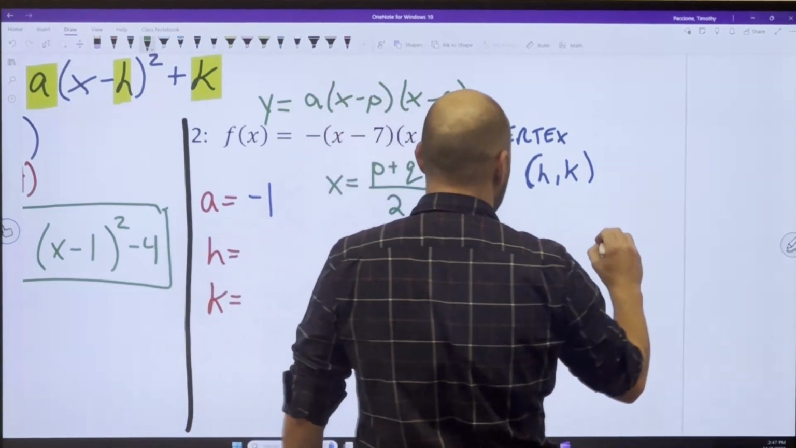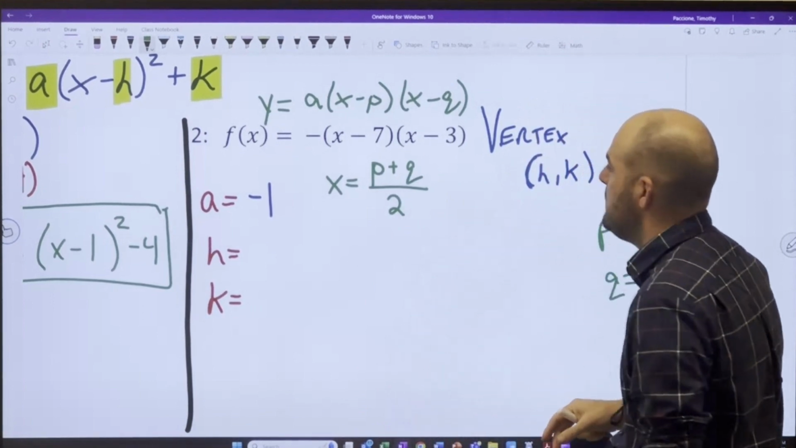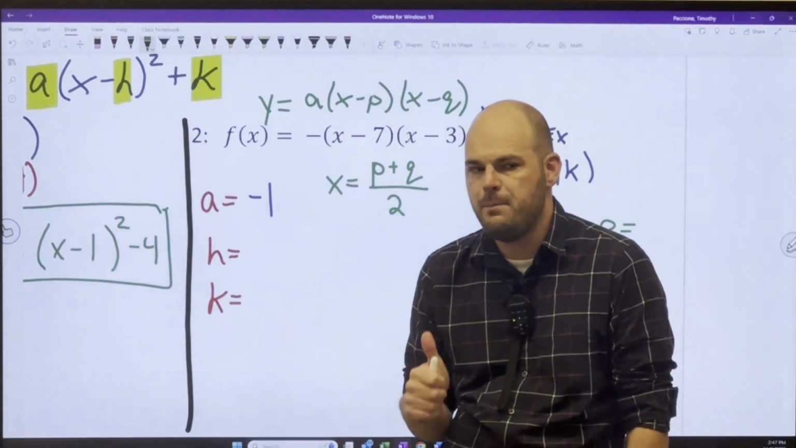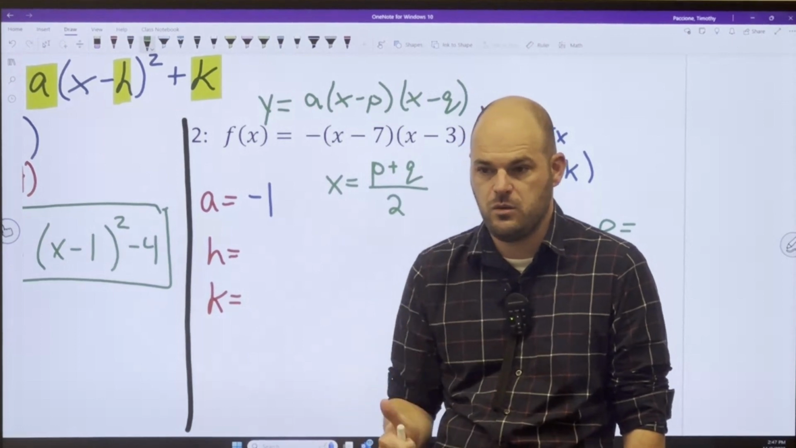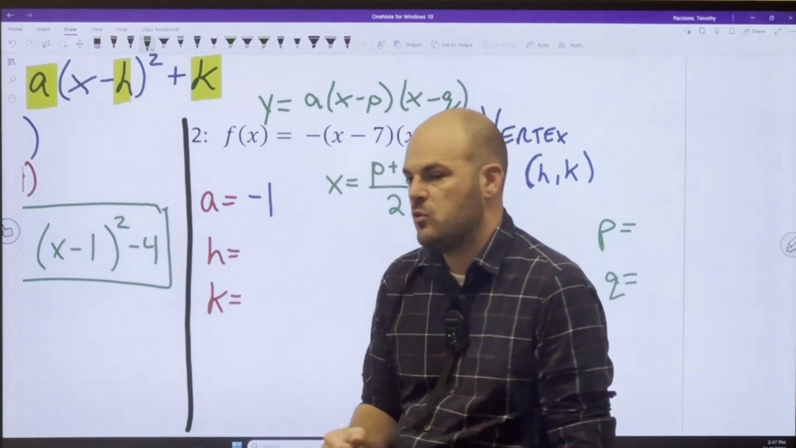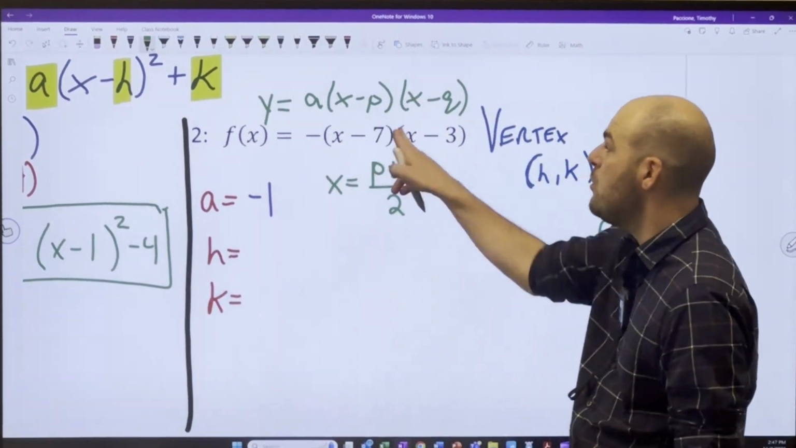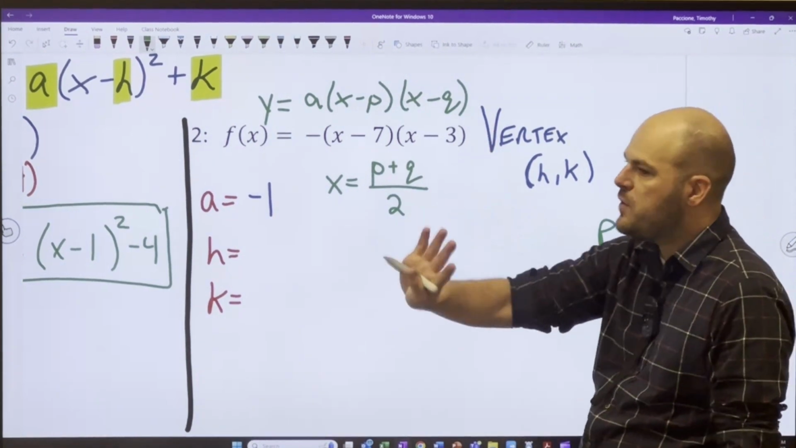Now, I guess that means I need to know what my P and my Q are. And this is where a lot of people get tripped up. What is my P? Positive 7. What is my Q? Positive 3. And if that's still tripping you up, there's two ways. You can remember, you always flip it. If it's -7 in there, your P is 7.